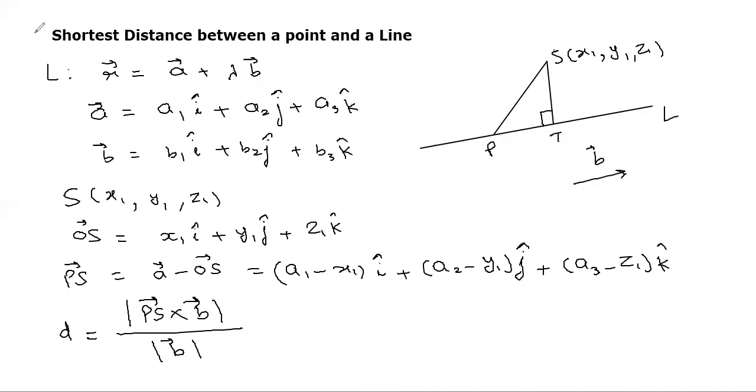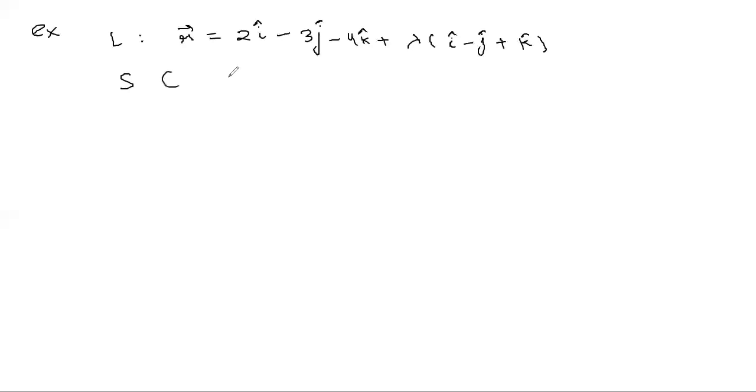Take an example. Suppose the equation of the line is vector R equals 2i minus 3j minus 4k plus lambda (i minus j plus k), and the point S has coordinates 2, 3, 1. So the position vector OS is given by 2i plus 3j plus k.